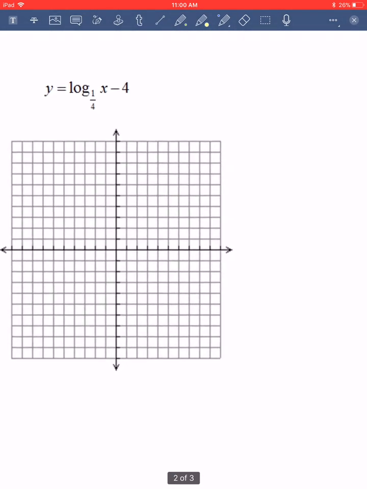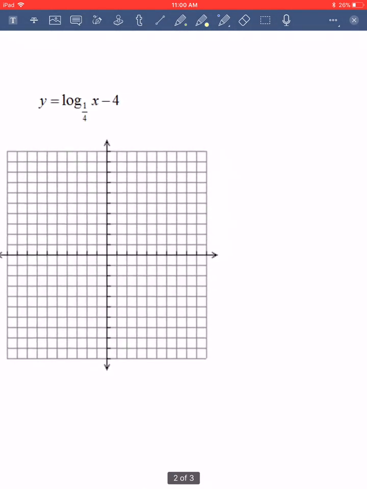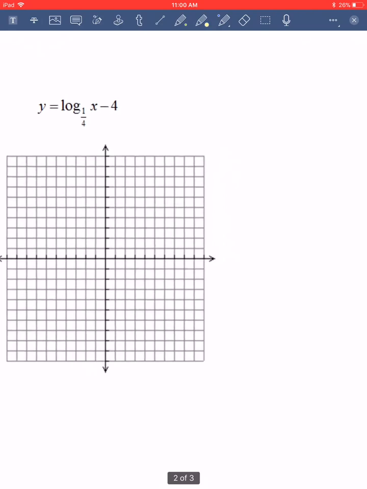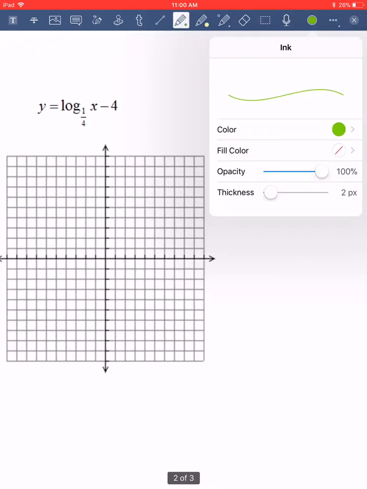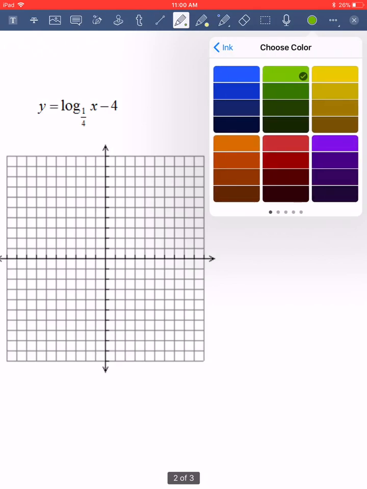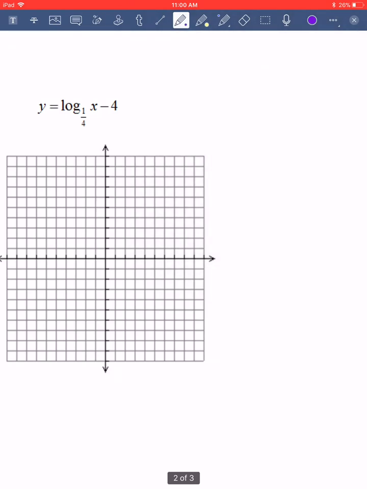My next example, I have y equals log base 1/4 of x minus 4. Now, this one's a little different in that the x minus 4 isn't in parentheses. So that x and that 4 can be separated. I'm going to do that first because I need to get my logarithm all by itself before I can graph. So I'm going to add 4 to each side. So now I'm dealing with y plus 4 equals log base 1/4 of x.